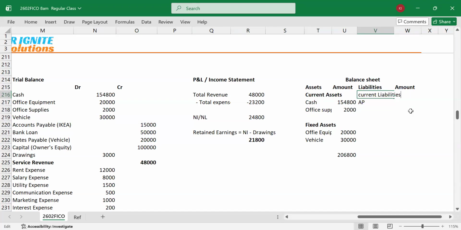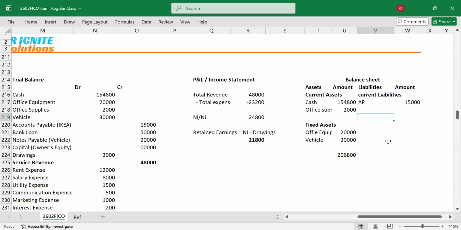I don't know why there's AP. Okay, so now current liabilities. Sorry, I added AP here. Okay, fine. What I'll do is I'll put it for AP here rather than putting it at the heading. Accounts payable is 15,000 that we have. That's the only thing. Then this is a current liability.